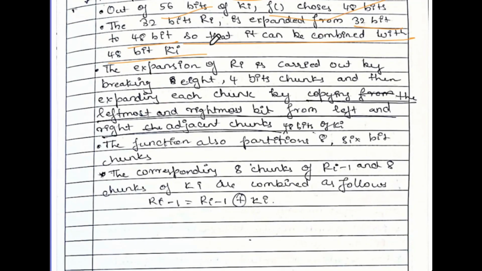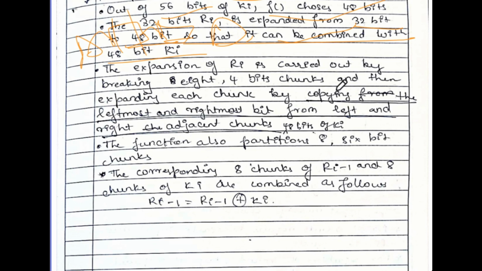So there are 8 4-bit chunks. How is a bit expanded? For each chunk, the leftmost bit and the rightmost bit are copied from the adjacent chunks and added on either side. In a loop, these bits are expanded from 32 bits to 48 bits. This is what happens: 8 4-bit chunks and then expanded.